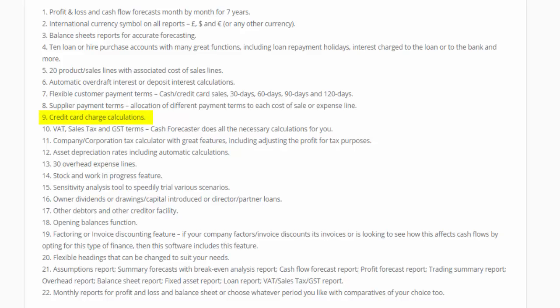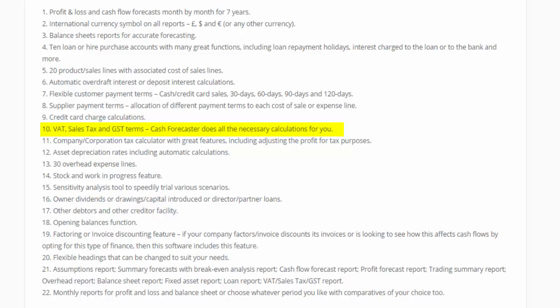If you do take credit cards, you can set up credit card charge calculations within the system, so how much your bank charges you for taking card payments. And as already mentioned, you've got the facility for VAT, sales tax or GST, depending on where you are in the world when you're using the system, and all the calculations, including where the payments fall within your cash forecasts, are taken care of.